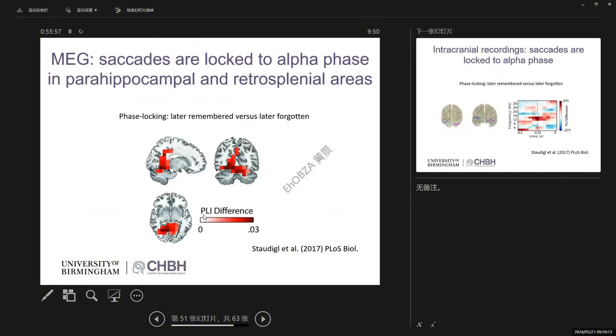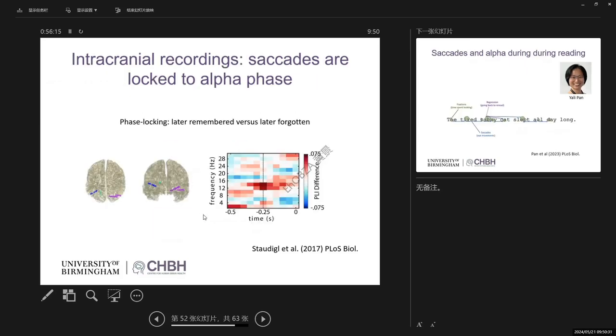Furthermore, we can localize those to the hippocampal, parahippocampal, and retrosplenial areas, right? So we think that these saccades might be involved in linking, in this case, the visual system to the hippocampal memory system. We also reproduce these findings using intracranial recordings in human participants, right? So this is a fairly robust effect that we see both with MEG data, but also by intracranial recordings.